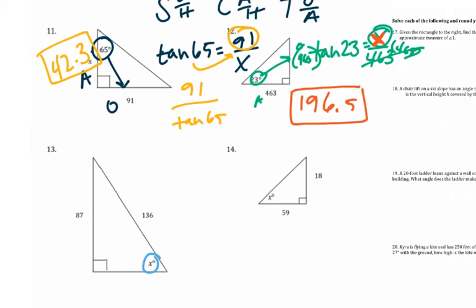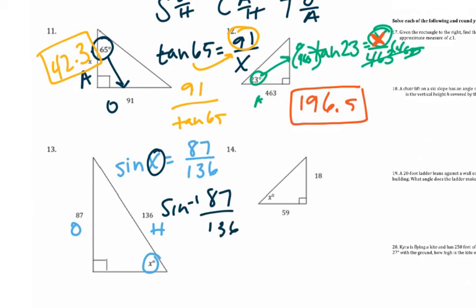Number 13, I have an angle, I have an opposite, and I have a hypotenuse. So that's sine. Sine of x equals the opposite over the hypotenuse. When we're solving for an angle, we use inverse sine. So that's second sine of 87 divided by 136. That's number 39.8. So x is 39.8 degrees.